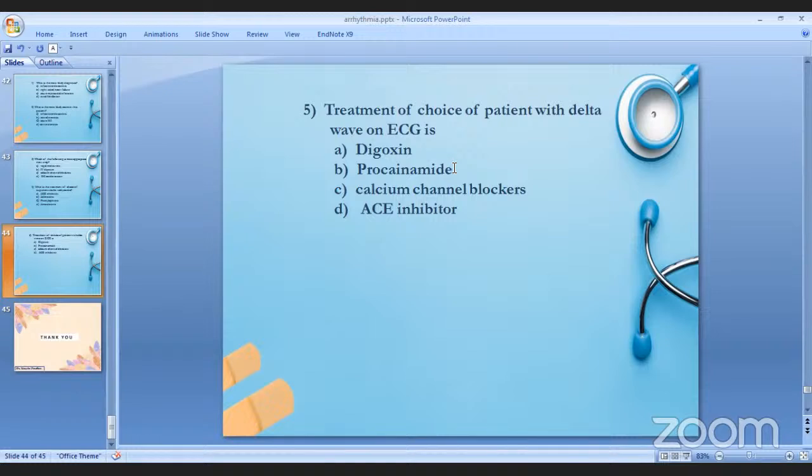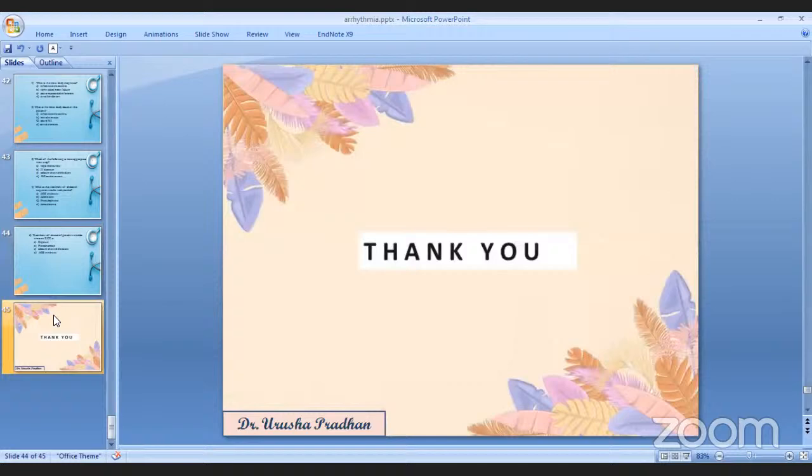Procainamide is going to increase the refractory period of the bundle of Kent. Any re-entry path, any re-entrant impulse, it is going to block that.